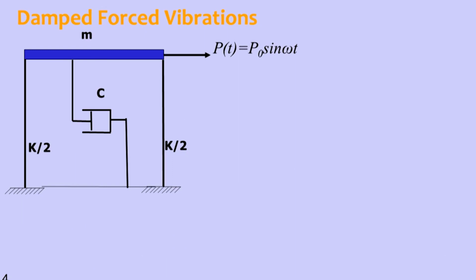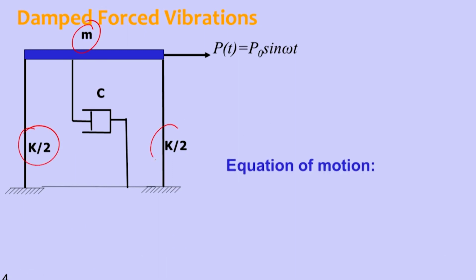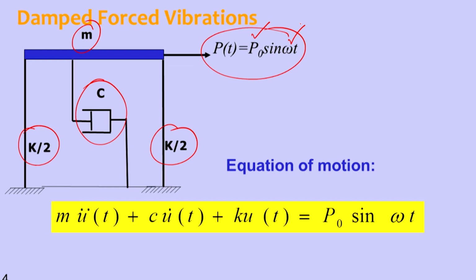Where the mass of the system is given by m and the stiffness is given by k, and also damping is present in the system, and then an external force is applied, that is a sinusoidal force P0 sin omega t. P0 is the amplitude of the force and omega is the frequency of the force. So the equation of motion looks like this one, the complete equation of motion.